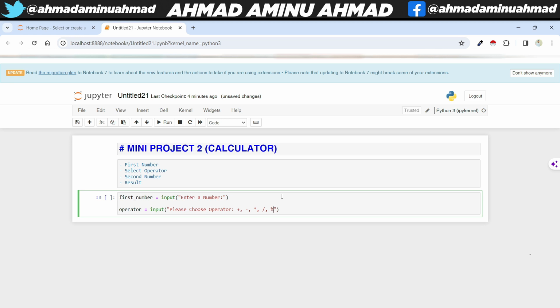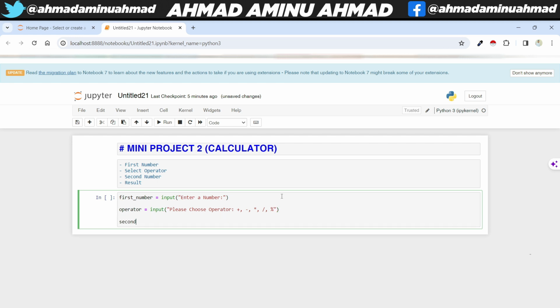So these are the operators in da mu aiki da su: plus, minus, multiplication, division da kuma modulus. So wannan shine mun gama da wannan. Secondly, second number inda za mu karba sai mu ce second underscore number. Mun san ba a sa space a ciki, so we are going to say equals to input open bracket. Again, we are going to say please, okay, we say enter a number. Again, za mu ce ya rubuta number a ciki, enter a number.